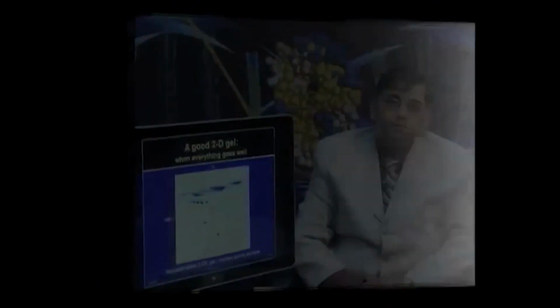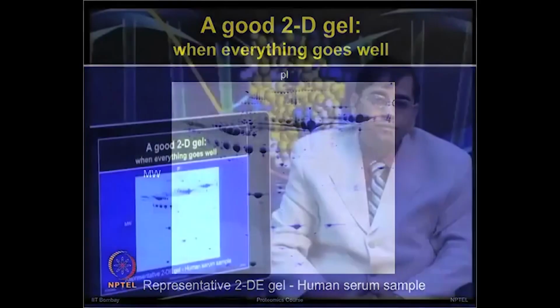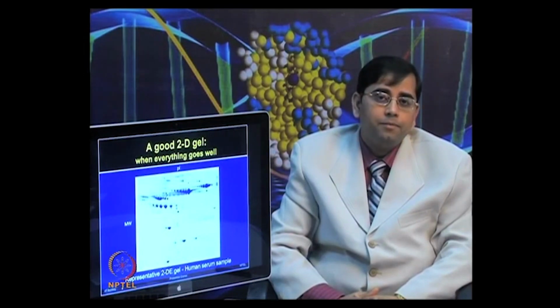Now, in the previous lectures, when we talked about obtaining a good 2D gel image, you may feel that at the end of that experiment, all the 2D gel images will look very good. So, I am showing you one 2D gel which appears very good, and this is what happens when everything goes very well. If your protein separation and staining are fine, then at the end you should be able to see very good protein separation on the gel. This is a representative 2D gel image shown with a human serum sample.